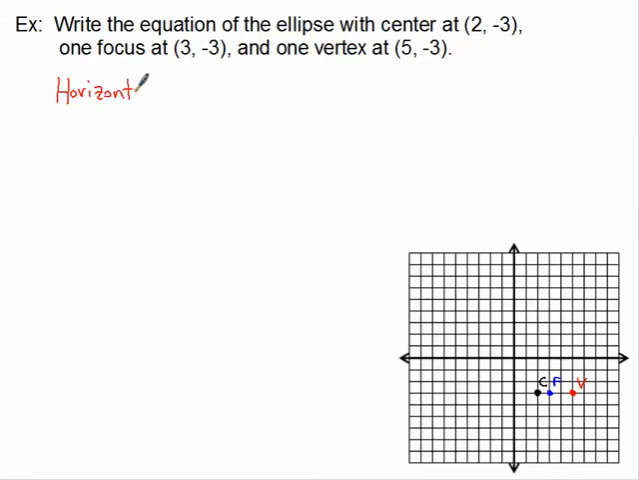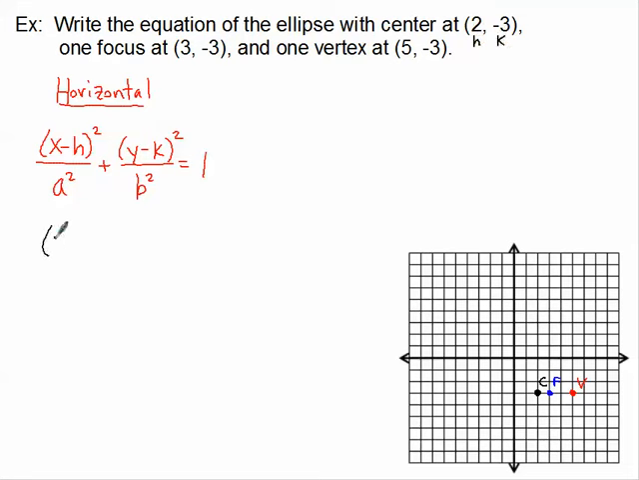This is horizontal. Since it's horizontal, I know my standard form is going to be x minus h quantity squared over a squared plus y minus k quantity squared over b squared, all equal to 1. Okay, great. Now I do know my center already. My center gives me my h and it gives me my k, so I can go ahead and do the tops. Right now it's x minus 2 quantity squared over something plus y plus 3 quantity squared over something, all equal to 1. I just need to know what a squared is and what b squared is.